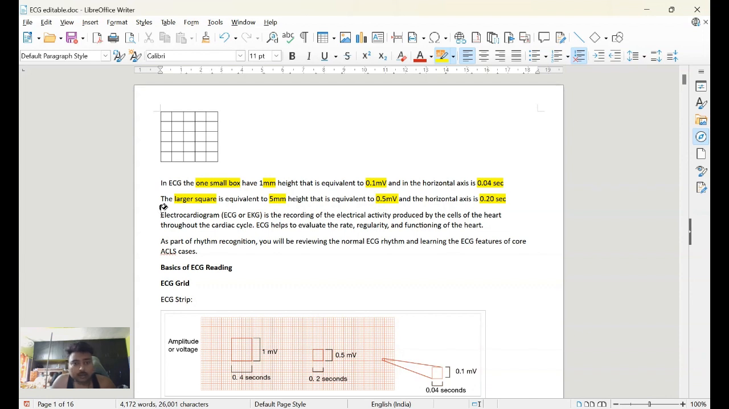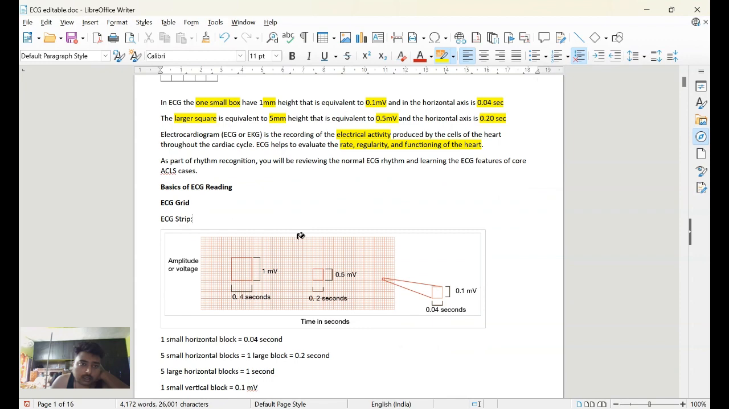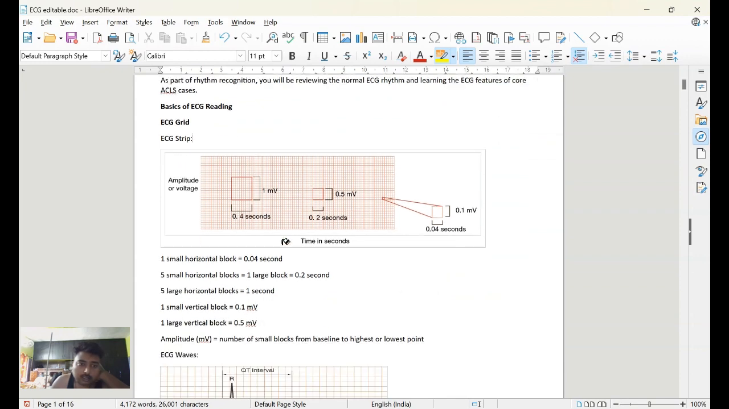Electrocardiogram, or ECG or EKG, is a recording of electrical activity of the cells of the heart throughout the cardiac cycle. It helps evaluate the rate, the regularity, and function of the heart. As a pattern of rhythm recognition, you will be reviewing the normal ECG with ACLS cases, basic reading.